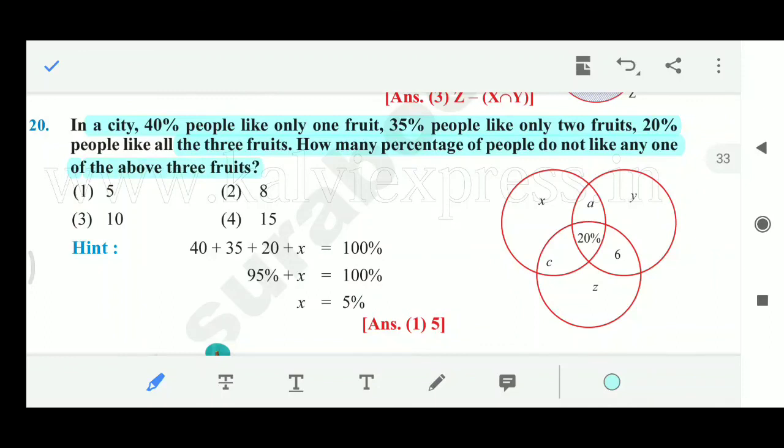For that, the formula is 40 plus 35 plus 20 plus x is equal to 100. Since the question is in percentage, if you add all these values, you will get 100. So if you add 40 plus 35 plus 20, you will get 95. 95% plus x is equal to 100. So x is equal to 100 minus 95, which gives x is equal to 5%. Option A. So with this, we will finish all the 1 marks.